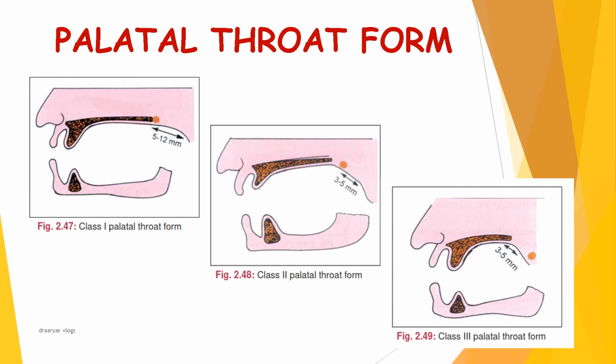Class 3 soft palate is commonly associated with a V-shaped palatal vault, and class 1 or class 2 are associated with a flat palatal vault.